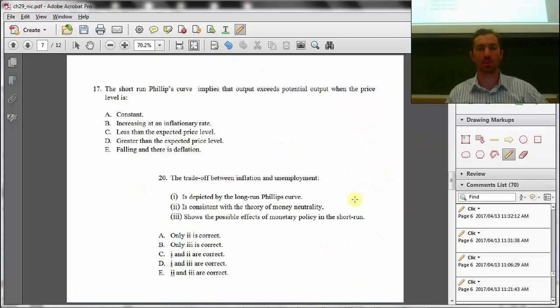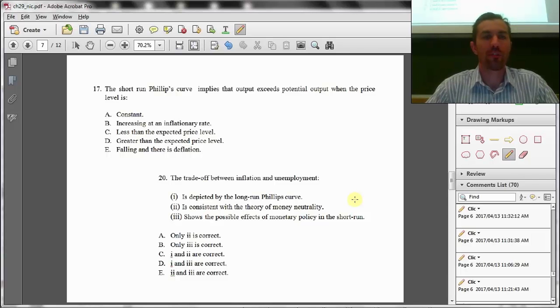So let me then introduce two Phillips curve questions for you. The first one, I'll read it with you, and then you can answer it. Give you 2 minutes, and then we'll do the second one. So the first one, question 17. The short-run Phillips curve implies that output exceeds potential output when the price level is A, constant, B, increasing at an inflationary rate, C, less than the expected price level, D, greater than the expected price level, E, falling, and there is deflation. Okay? What do you think?